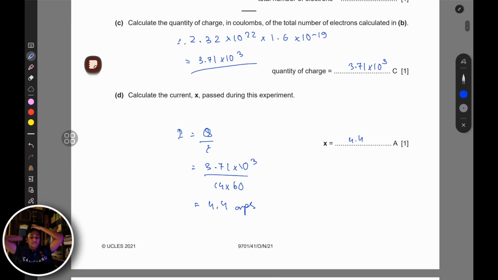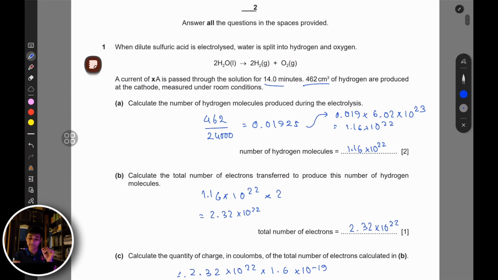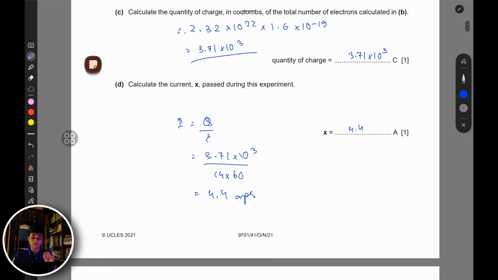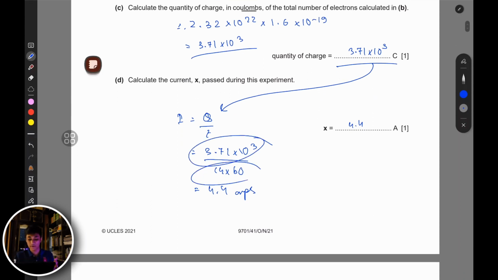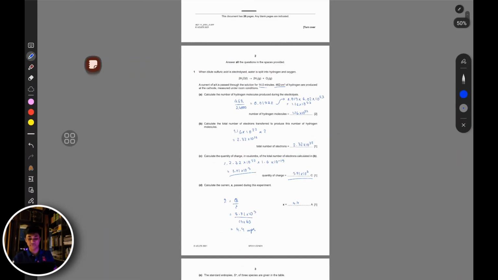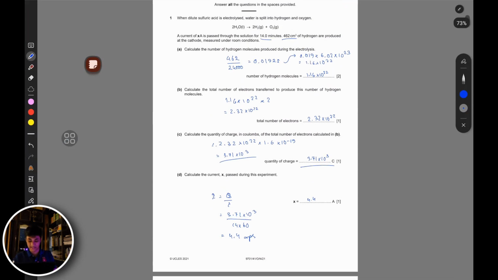Great. Now the question is, calculate the current X passed through this experiment. In the beginning of the question, they've given you the time, which is 14 minutes. Now you figured out the charge yourself, 3.71 into 10 to the power of 3. So you know the charge, you know the time, you basically find out the current. Divide the charge by time, which is 14 minutes times 60 seconds, and you have the current, which is 4.4. Good. That is your answer for question 1D, and that is the end.